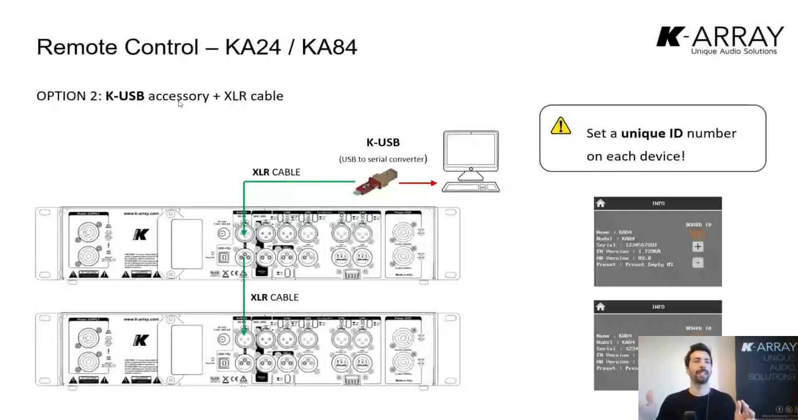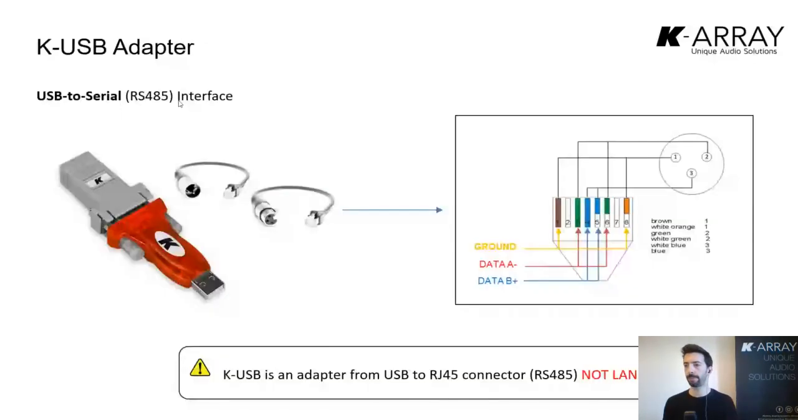How does that work? Let me show you a little better how that accessory is made. As you can see, it kind of looks like a pen drive, right? So you have a USB connector on one side that you plug in the computer. On the other side, you have an RJ45 connector where you can plug this little cable adapter from RJ45 to XLR, and you are done. So these cables, of course, are included in the accessory, right?